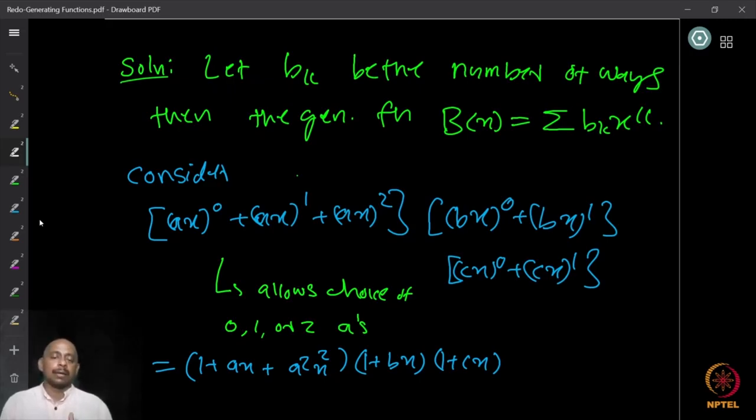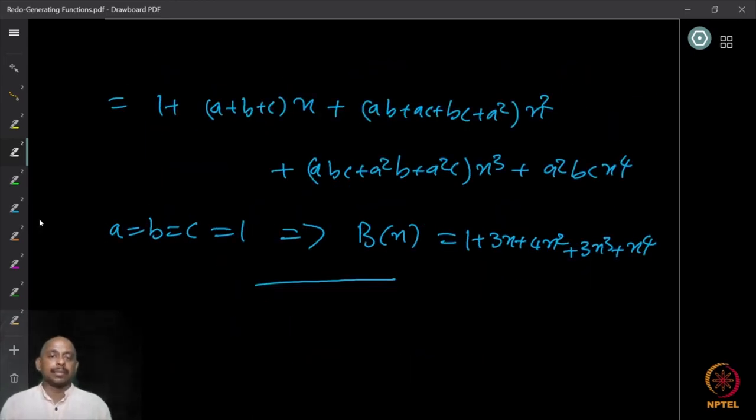Therefore I can substitute a to be 1. I take the product (1 plus ax plus a squared x squared), (1 plus bx), and (1 plus cx). In this product, let me put a equal to 1, b equal to 1, and c equal to 1. That says I'm choosing 2 from the first part, 1 from the second part, 1 from the third part, and so on. This will tell you the number of choices. So the generating function, substituting a, b, c equal to 1, is 1 plus 3x plus 4x squared plus 3x cubed plus x raised to 4.